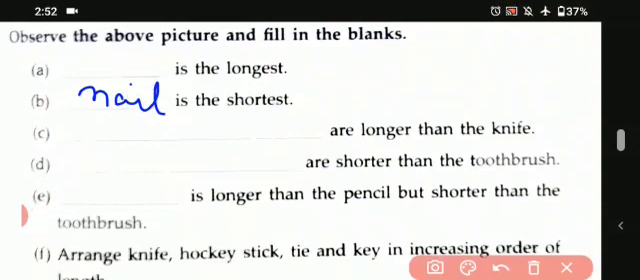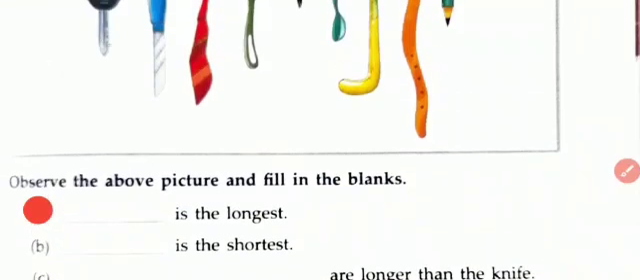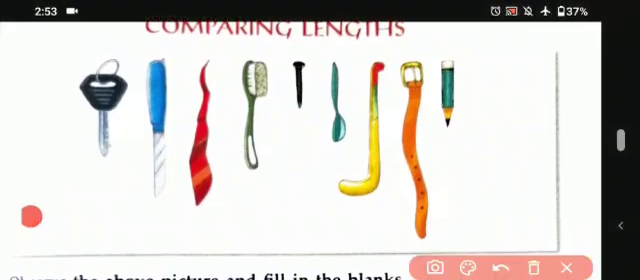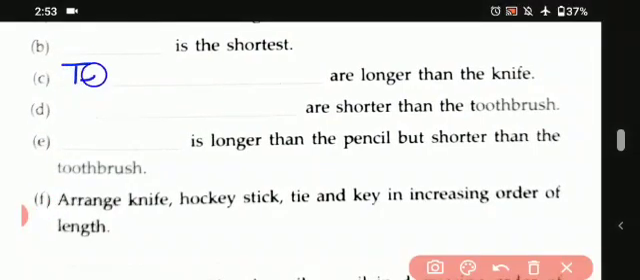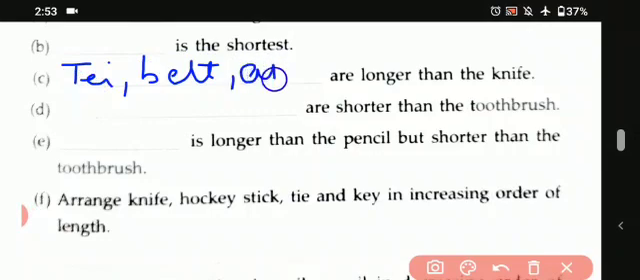Okay students, and dash are longer than the knife. So we have to find out the objects which are longer than the knife. So let's see. There is a tie, belt and hockey stick which are longer than the knife. To write it down here, there is a tie, there is a belt and hockey. Okay students, so this is how we have to do it.